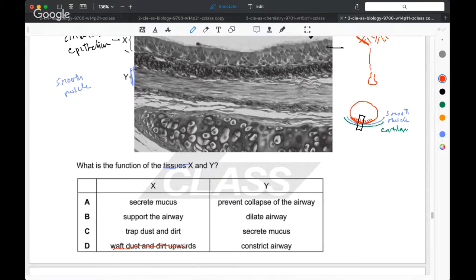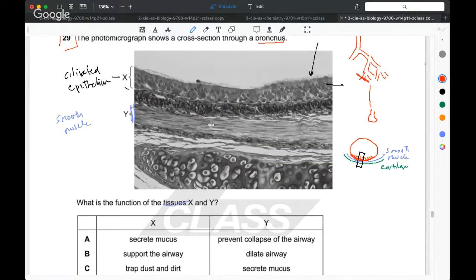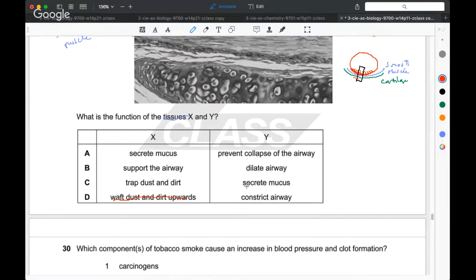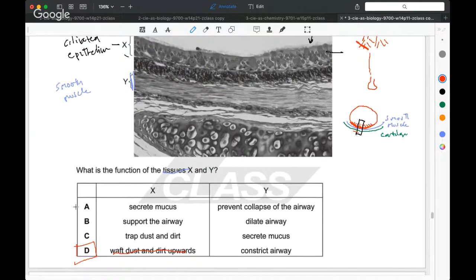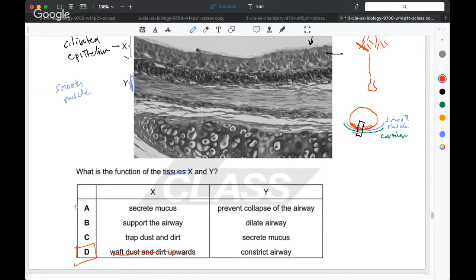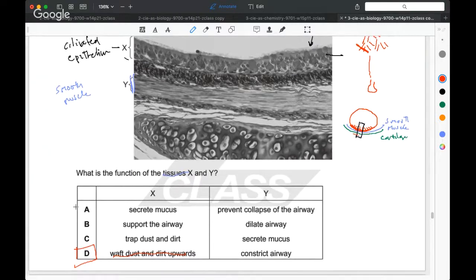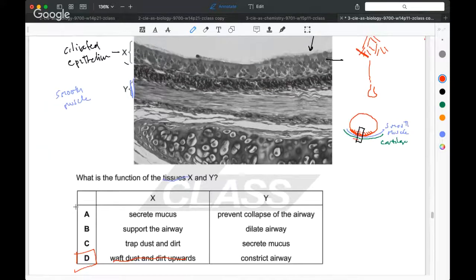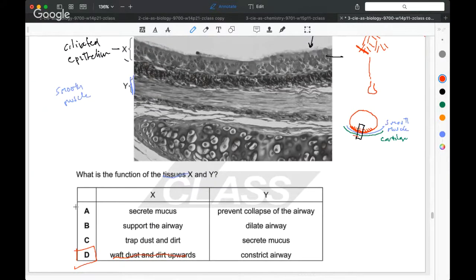And this smooth muscle here, when it contracts, of course, it's going to make that airway smaller. It's kind of a circular muscle, isn't it, around the airway. And so its function there is going to make the airway smaller. It's going to constrict the airway. And so the answer the examiner is looking for here is the function of these tissues is, first of all, the ciliated epithelium. It's going to be wafting the dust and other pathogens that have been trapped in the mucus. It's going to be wafting it upwards so that it can eventually be swallowed. And the smooth muscle layer there is used to constrict the airway.